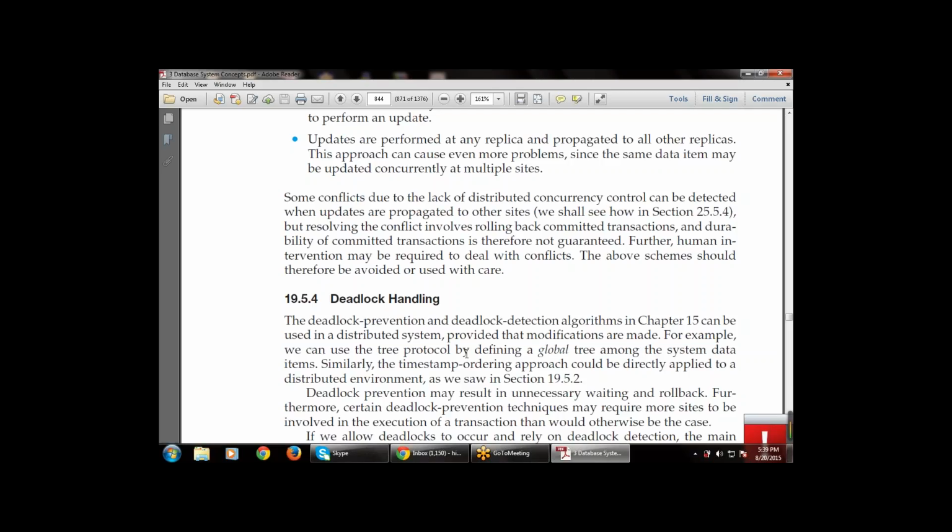Deadlock prevention may result in unnecessary waiting and rollback. Furthermore, certain deadlock prevention algorithms may require more sites to be involved in the execution of a transaction than would otherwise be the case.